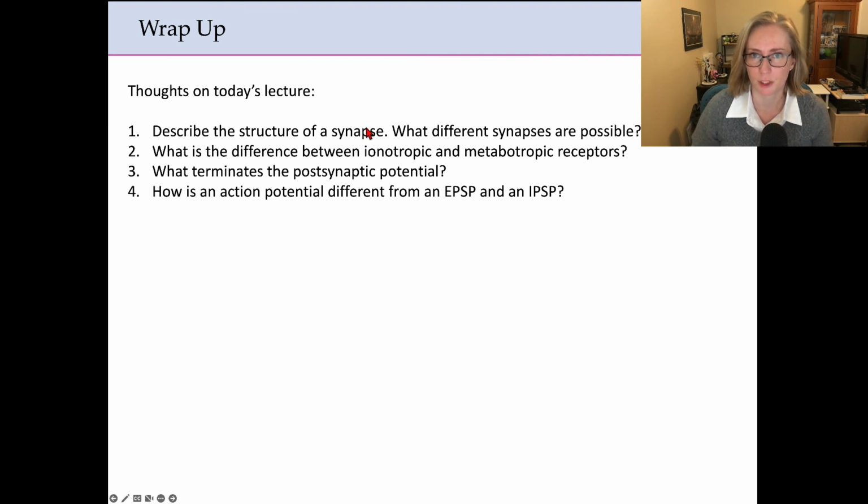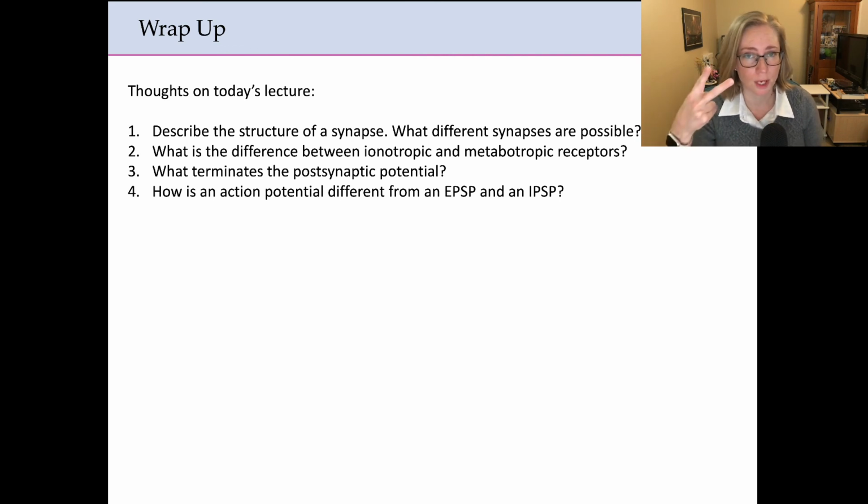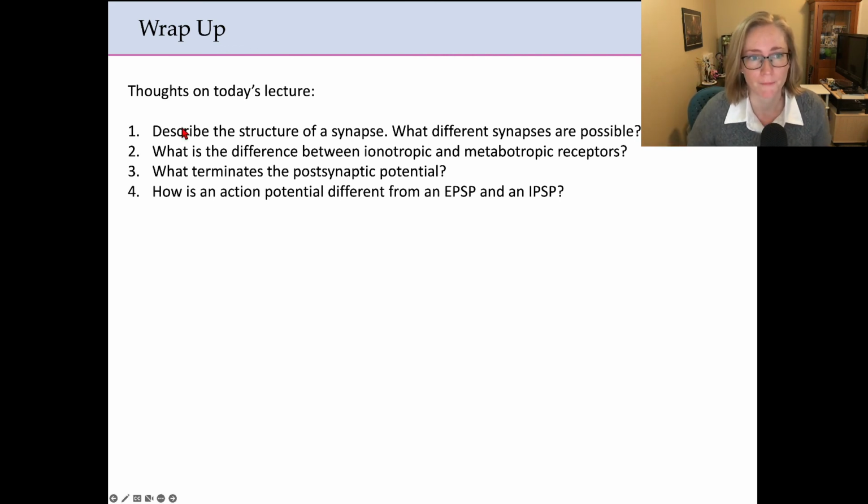But think of all the different elements that you learned presynaptically, postsynaptically: autoreceptors, vesicle docking, precursors, transporters, 2 types of transporters that we learned. What terminates a postsynaptic potential? See if you can answer this one. And please, please, please make sure that you review this. What are EPSPs and IPSPs? Make sure that you know the difference between an action potential and an EPSP and an IPSP.